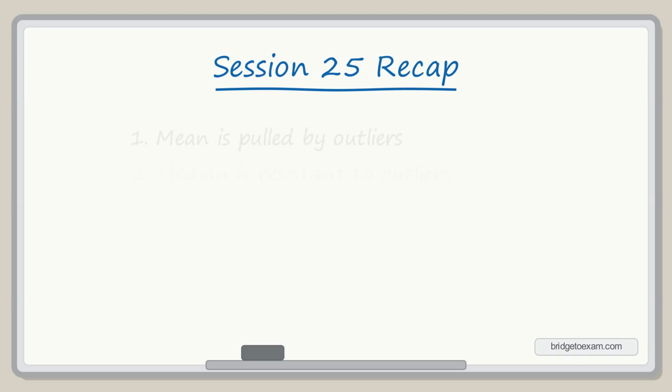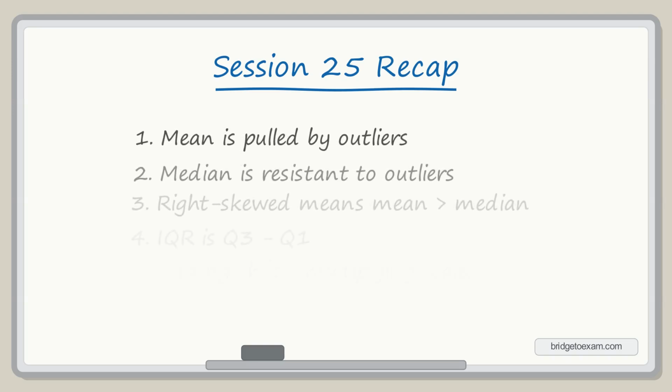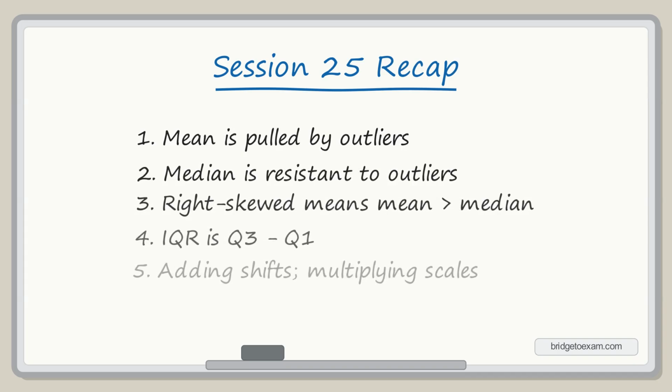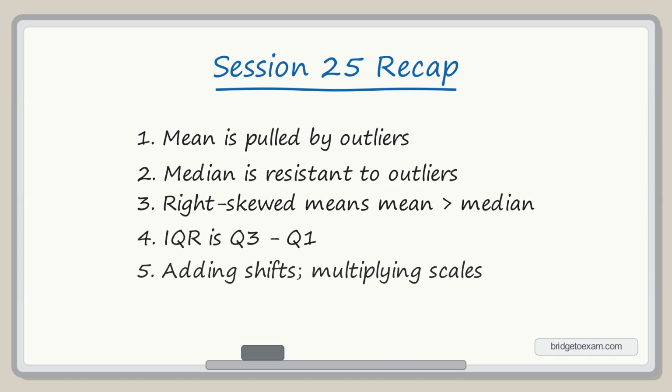Session 25 recap. Mean is pulled by outliers, median resists outliers, right-skewed data has mean greater than median, IQR equals Q3 minus Q1, and transformations either shift or scale the data.